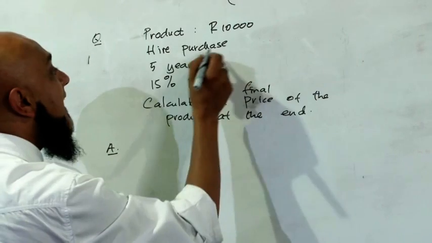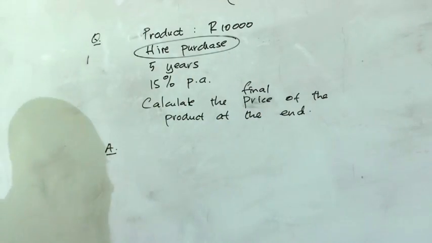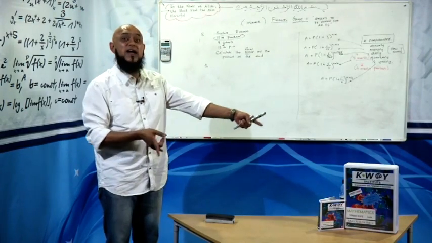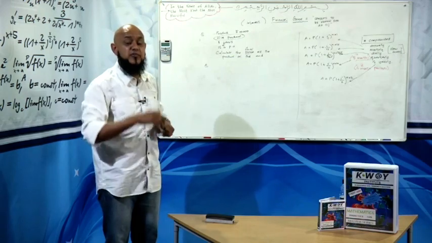Right. And they're telling you it's hire purchase. Now, the minute they tell you it is hire purchase, we know what it is? Simple interest or compound interest? Go back to that mind map that I gave you. It must be simple interest.